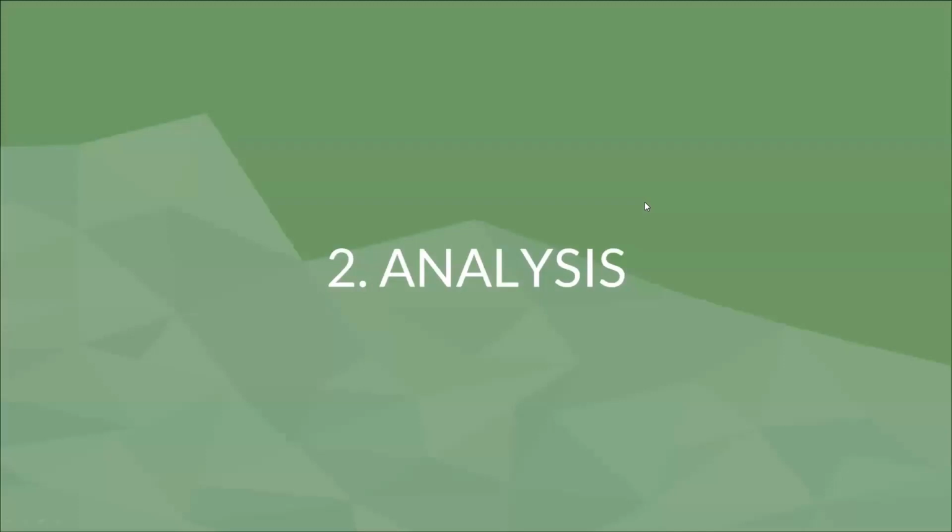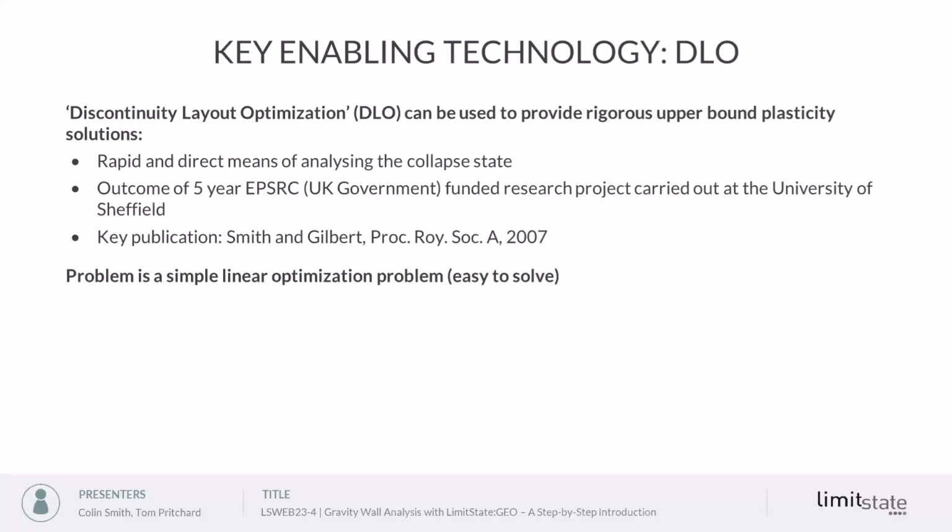So in terms of analysis, before we do the analysis, just a little bit of background about how the software works. In order to generate these slipline solutions, it uses a procedure called discontinuity layout optimization, which is a rapid and direct means of analyzing the collapse state. It came out of some EPSRC funded research at the University of Sheffield, and the core publication was back in 2007 in the Proceedings of the Royal Society.